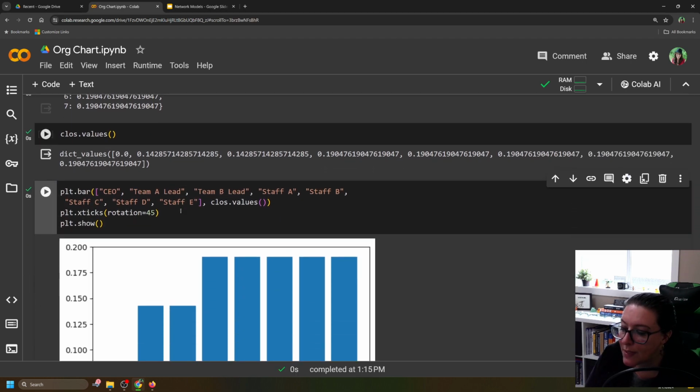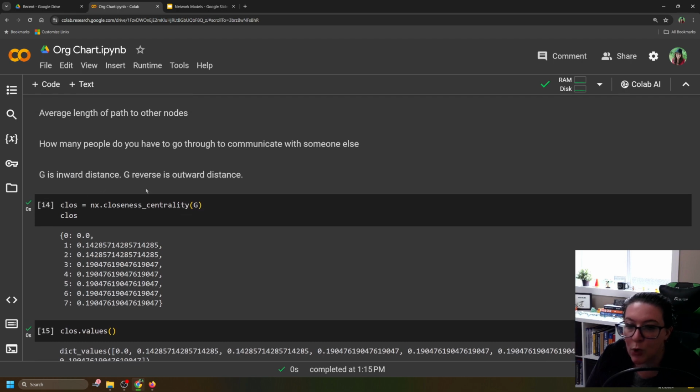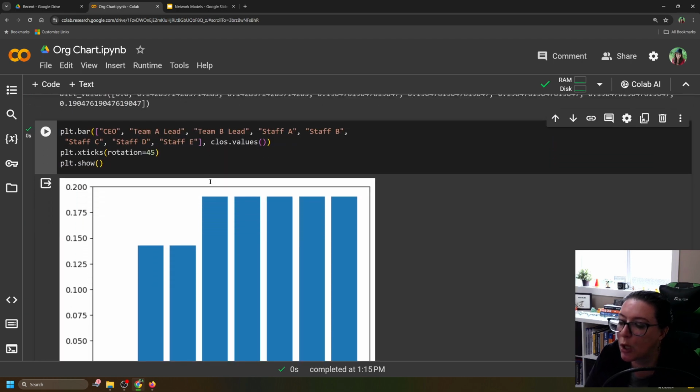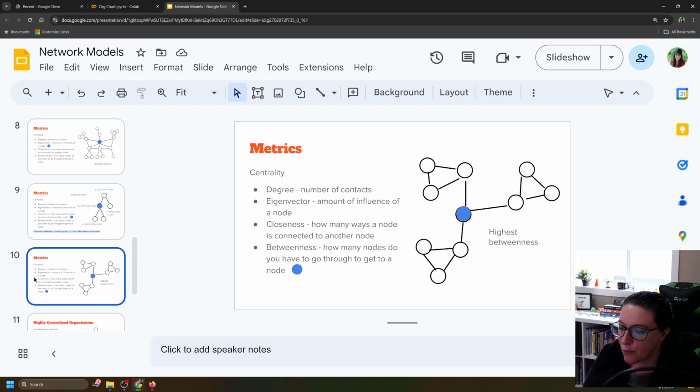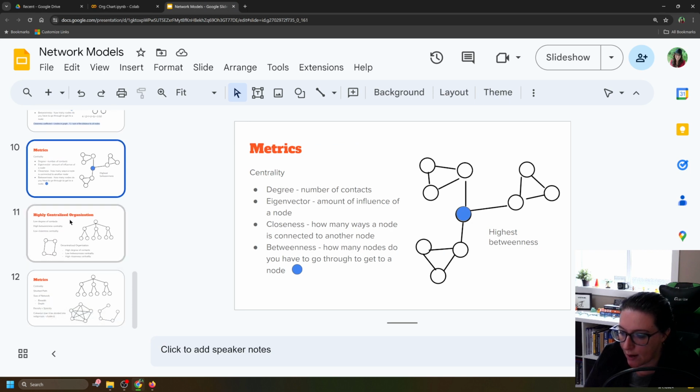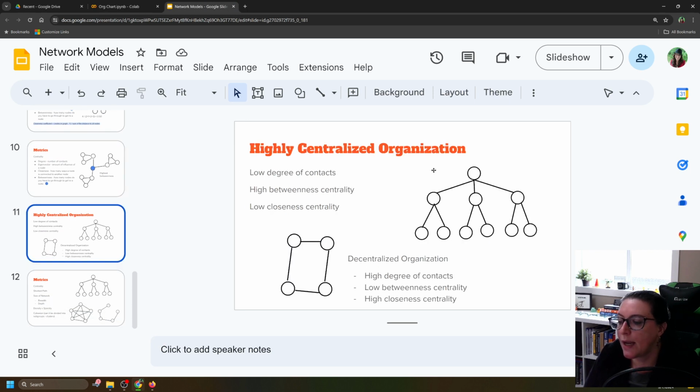So what we see in this way, when it's just the inward distance, is in terms of closeness. Here we have the CEO that has the least amount of closeness. So if we think about a highly centralized organization, there is low closeness. People are not particularly close to each other. The CEO dictates down to the other people who dictate down to those. So highly centralized organizations have very low closeness centrality.